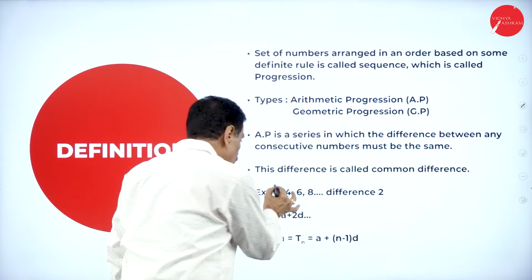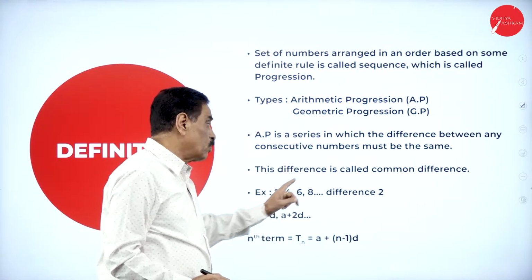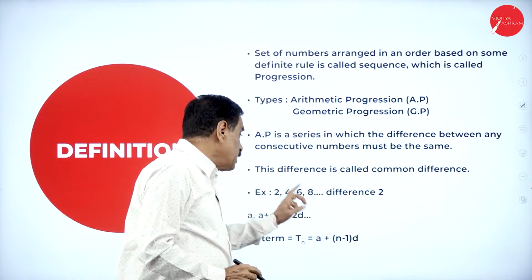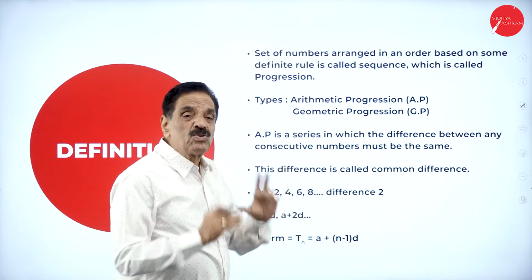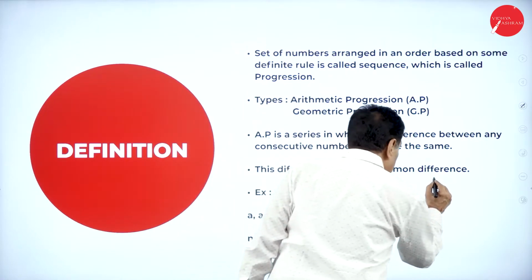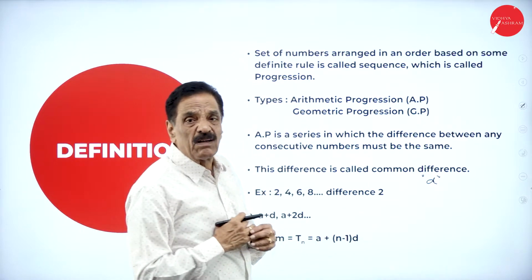For example, 2, 4, 6, 8. The second number: 4 minus 2 is 2. 6 minus 4 is also 2. 8 minus 6 is also 2. So the difference should be a constant. This difference is called the common difference, which is represented by the letter D. D is called the common difference.